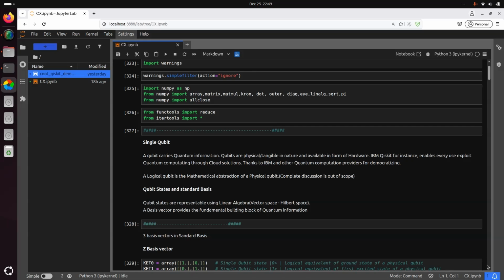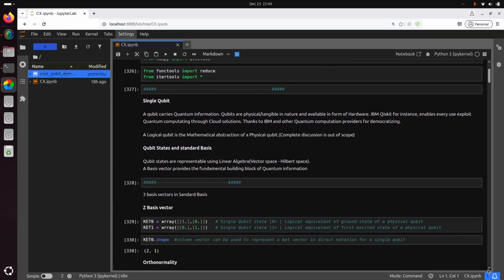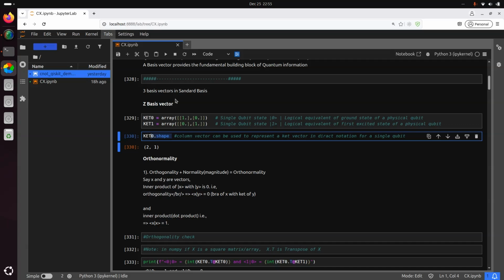Now define the qubit states and standard basis. Qubit states are represented using linear algebra from Hilbert space, and the basis vector provides the fundamental building block of quantum information. So they form the fundamental quantum information, just like zeros and ones form the entire binary, or define the entire binary computers. There are three basis vectors in standard basis.